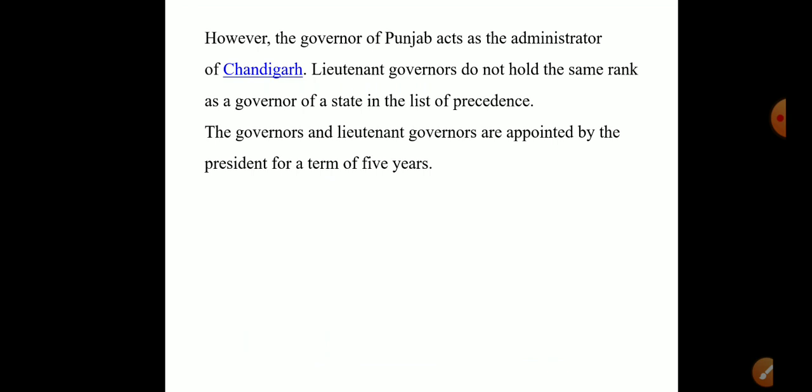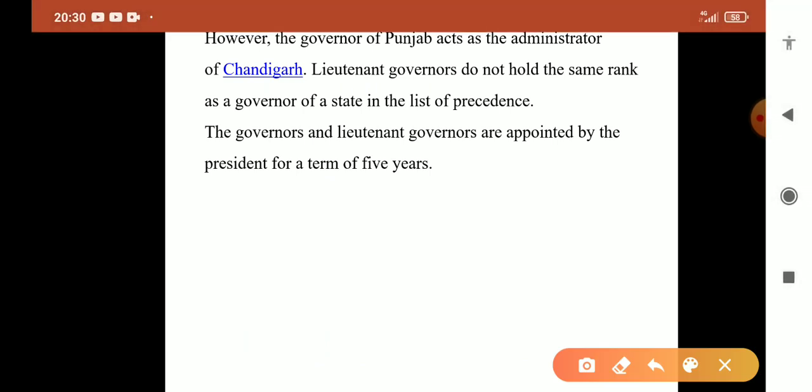However, the Governor of Punjab acts as the administrator of Chandigarh. He has both powers. Lieutenant governors do not hold the same rank as the governor of a state in the list of precedence. The governors and the lieutenant governors are appointed by the president for a term of 5 years. Appointed by the president. Keep in mind.